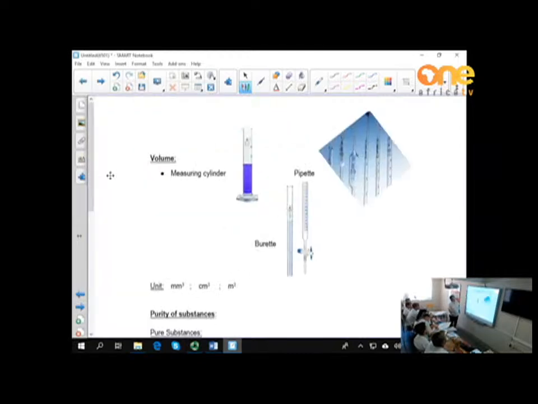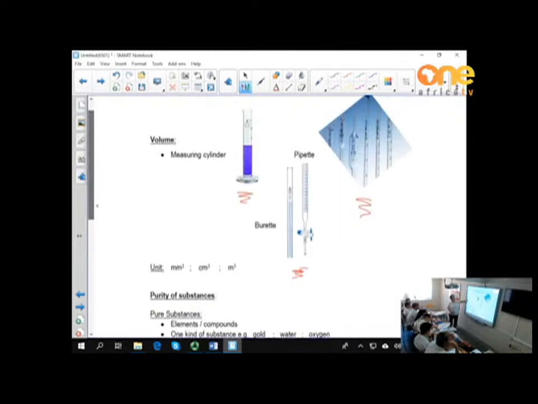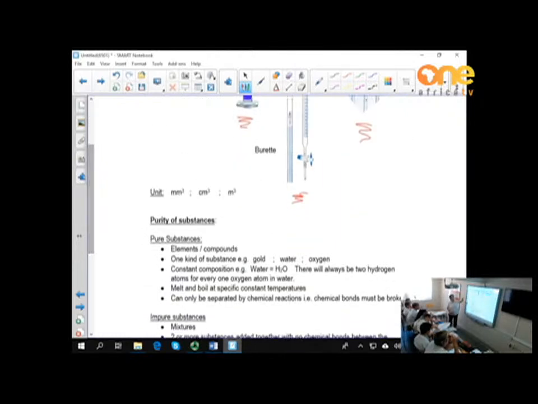Then we said volume can be measured using a measuring cylinder or a burette and a pipette. I don't want to say much more about that. Just remember when we work with a burette and a pipette, if you run the liquid out, you don't blow out the last drop. There's always a little drop stuck in the bottom of the apparatus, but it's been calibrated with that drop left in it. The unit for volume is cubic centimeters, meters, or millimeters.